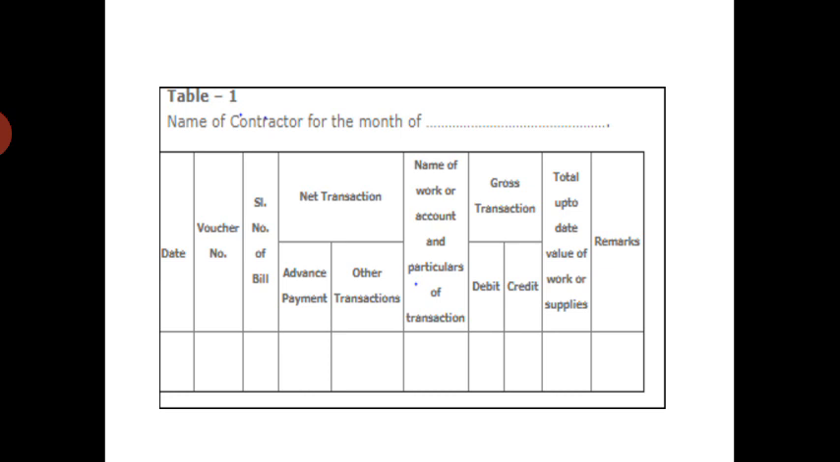What is the contractor ledger? Write a contractor ledger and explain it properly. That kind of question you may get in your examination. In the next class, we will start the remaining portions of this, the measurements of the bills. Thank you.